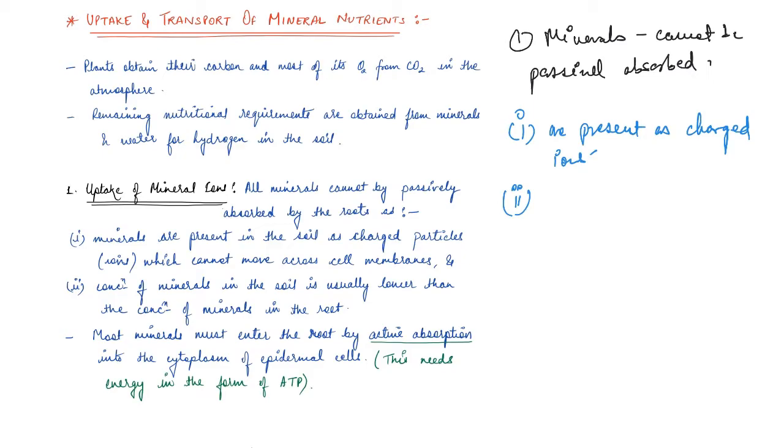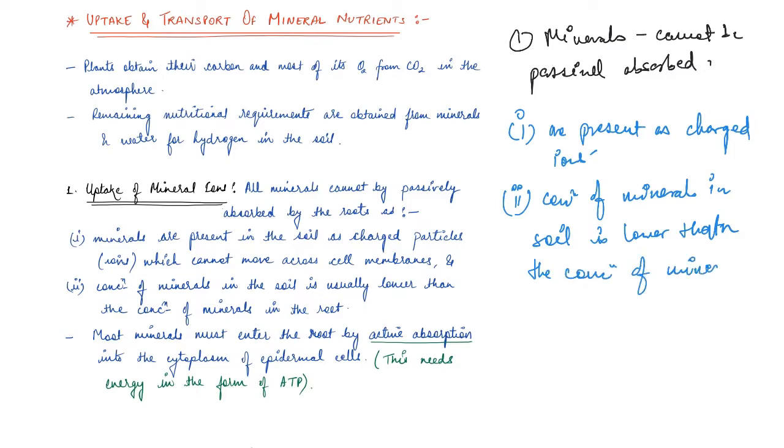So the second reason is that the concentration of minerals in the soil is lower than the concentration of minerals in the root.